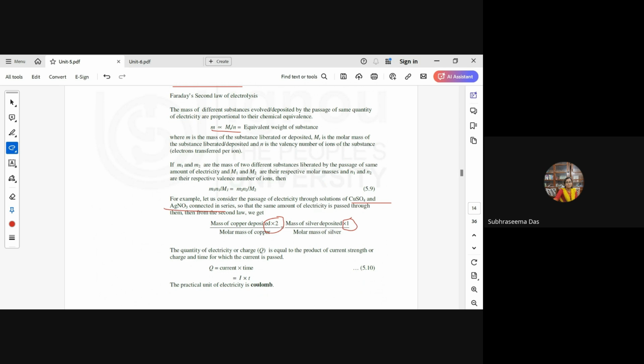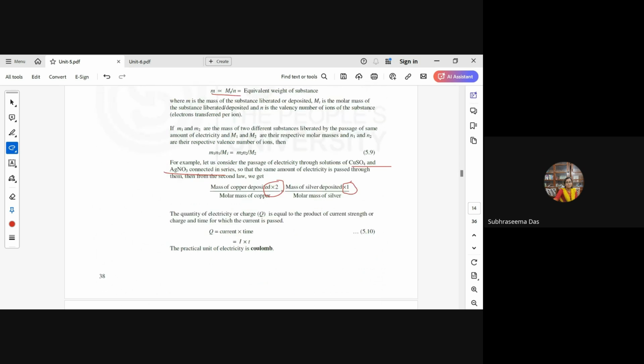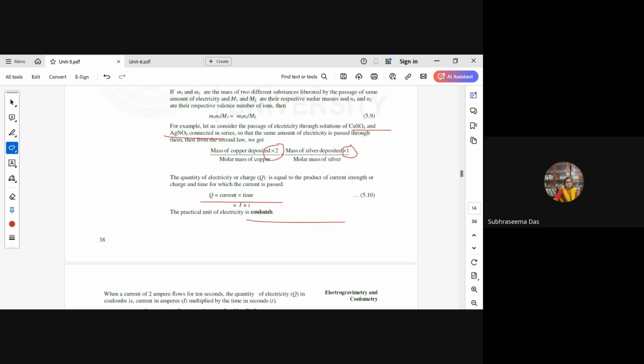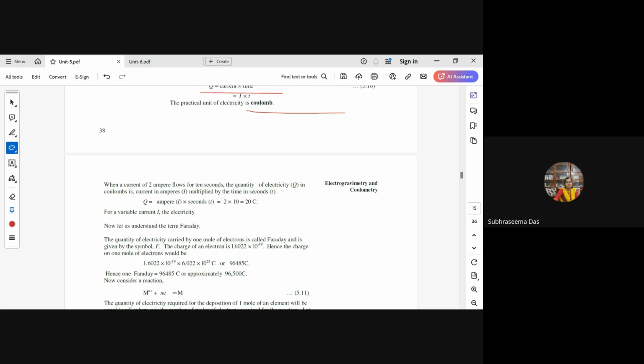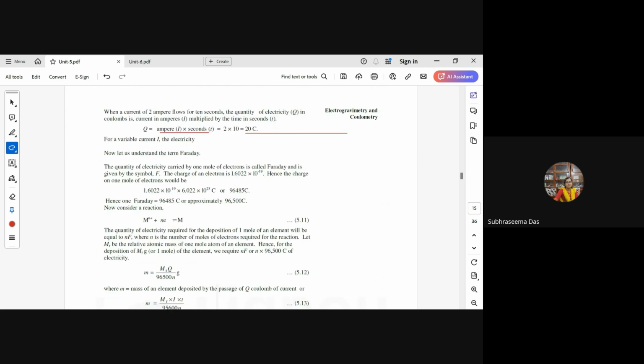The quantity of electric charge is equal to the product of current and the time for which it is passed. That is, Q = I into t, and the practical unit of electricity is the coulomb, represented as C. When a current of 2 amperes flows for 10 seconds, the quantity of electricity Q is I into t, that is 2 into 10, which is 20 coulombs. It is always important to note the unit of current and the unit of time to find the value of Q, the quantity of electricity. Now, for a variable current, I is the electricity.